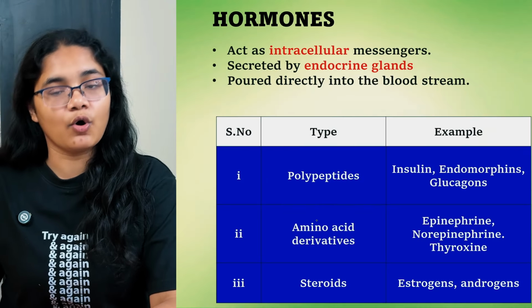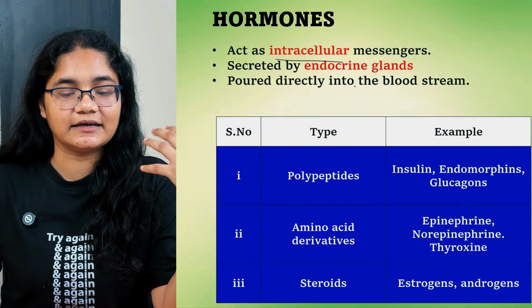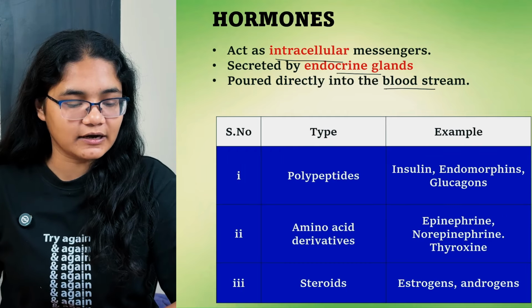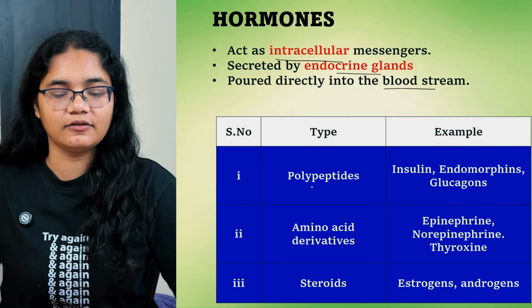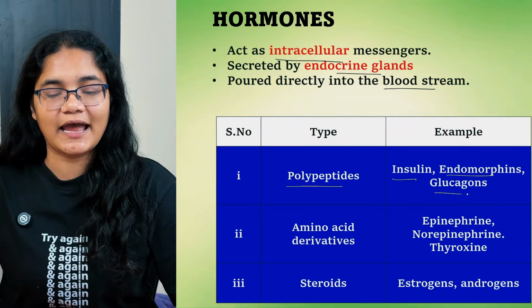Now we will talk about hormones. So hormones are our intercellular messengers, and they are secreted by endocrine glands directly into the bloodstream. So hormones are classified into three important categories. The first one is polypeptide. Here we will study about insulin, endorphins and glucagon.